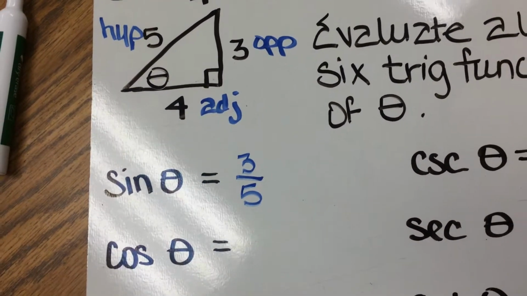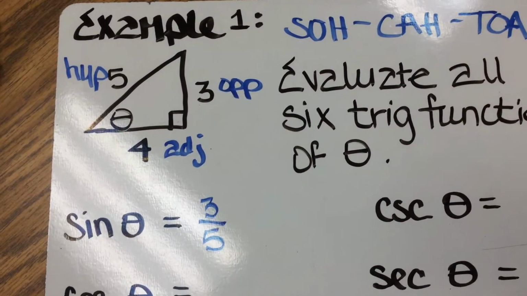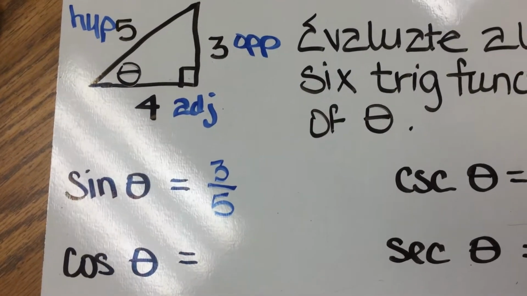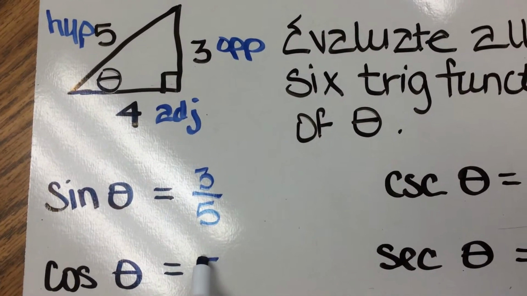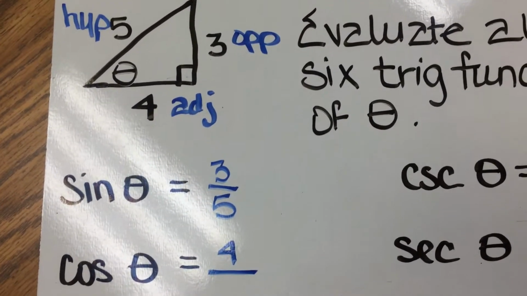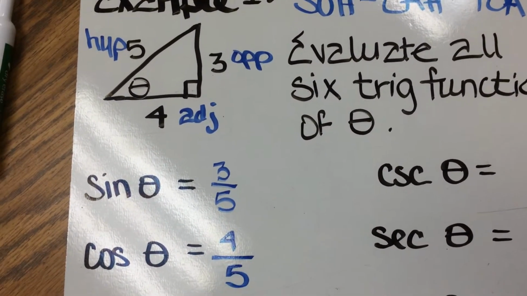Finding the cosine of theta. Cosine again stands for adjacent over hypotenuse. So our adjacent side is 4. Our hypotenuse, of course, is 5.